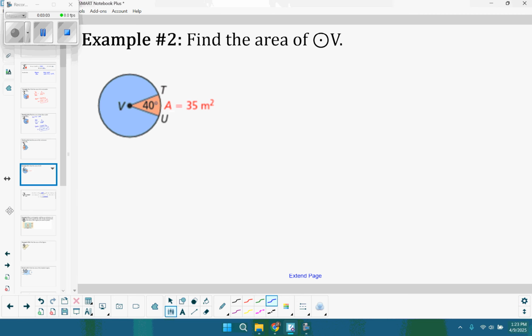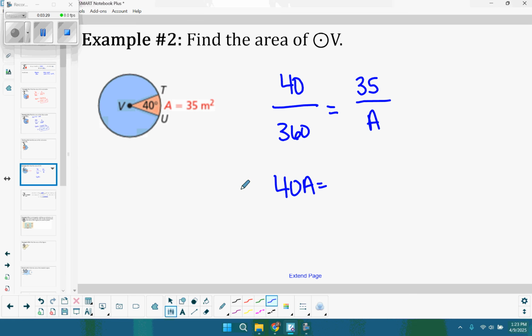For example 2, we're going to find the area of the whole circle. What they're telling me here with this A equals 35 square meters, that's just this sector. So degrees over 360 would be 40 over 360. Area of the sector would be 35. And area of the circle is what we don't know. We just put the letter A there. When I cross multiply, we're going to have 40 times A equals 35 times 360. And when we divide by 40, I get 315 meters squared.